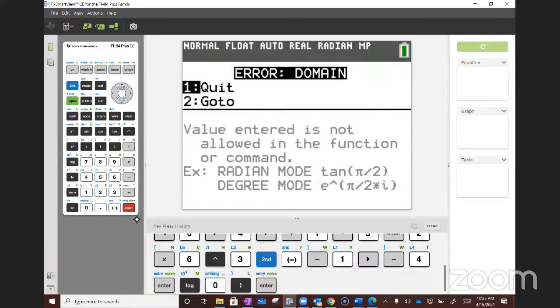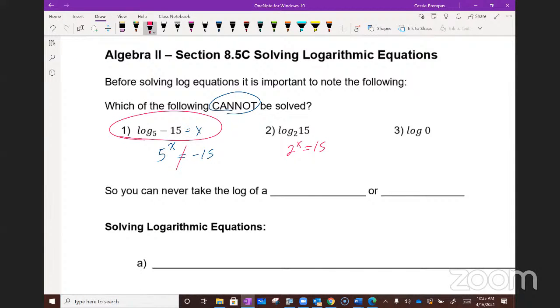It'll say error. The reason it's an error is because if you thought through it algebraically, what's the base here? There's no base written. 10. If I'm asking 10 raised to what power equals 0, nothing. 10 to a negative number gives me a fraction. 10 to the 0 gives me 1, and 10 to a positive number gives me a positive. So what do you think goes in these blanks? You can never take the log of a negative or 0. Awesome.